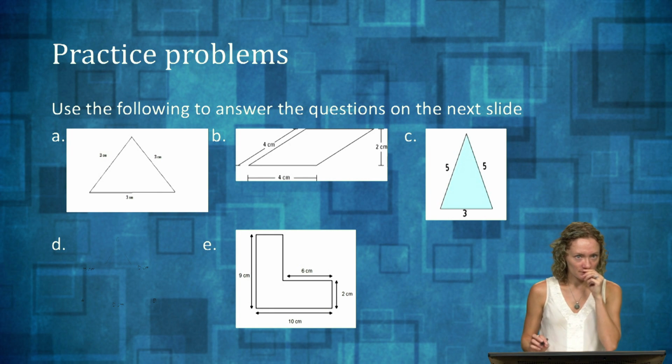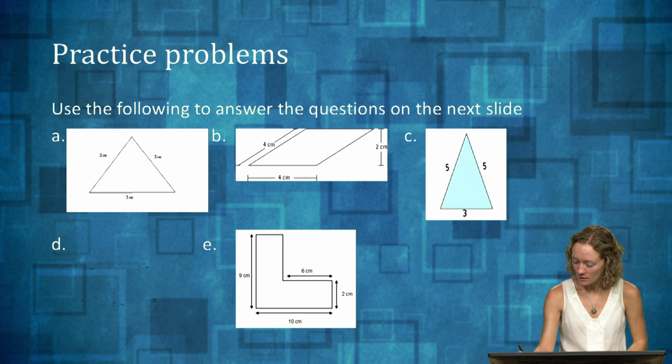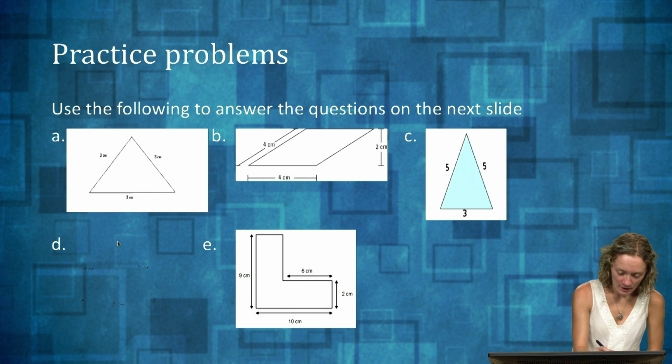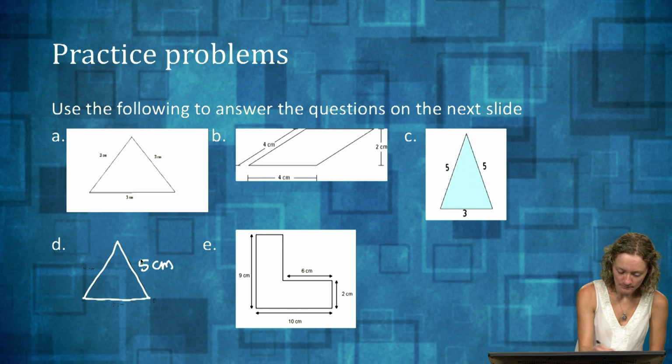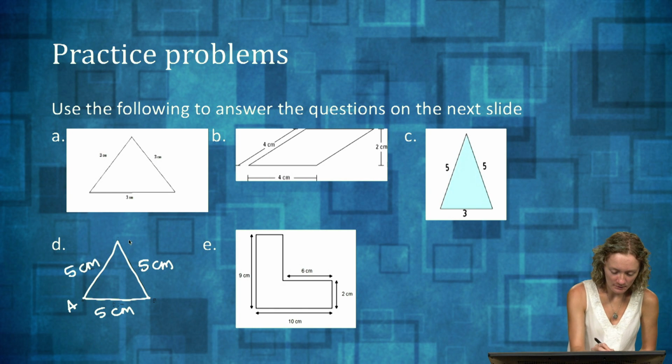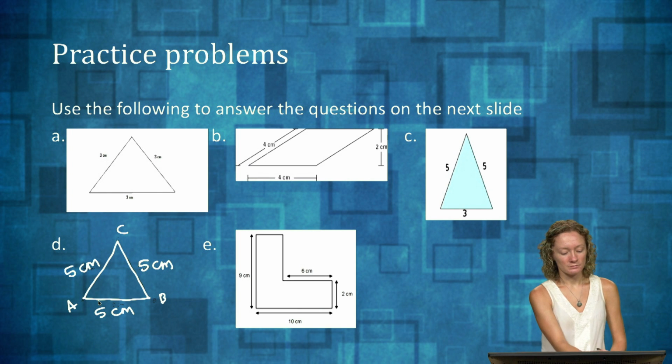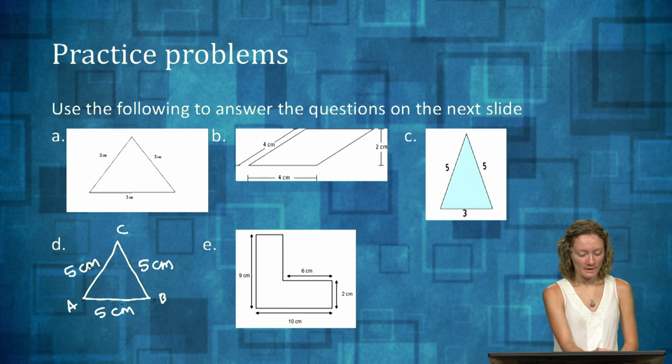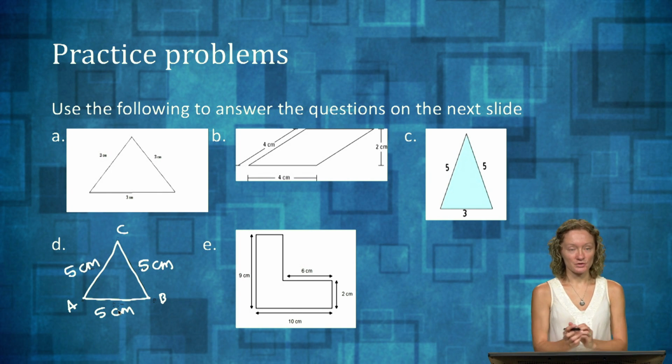Whoa, that one's not showing up at all. I'll draw that one in there, the one that is difficult to see here. Letter D, sorry, it didn't show up. A, B, and C are just the angle names, A, B, C. And then each side is 5 centimeters. So these are your options.